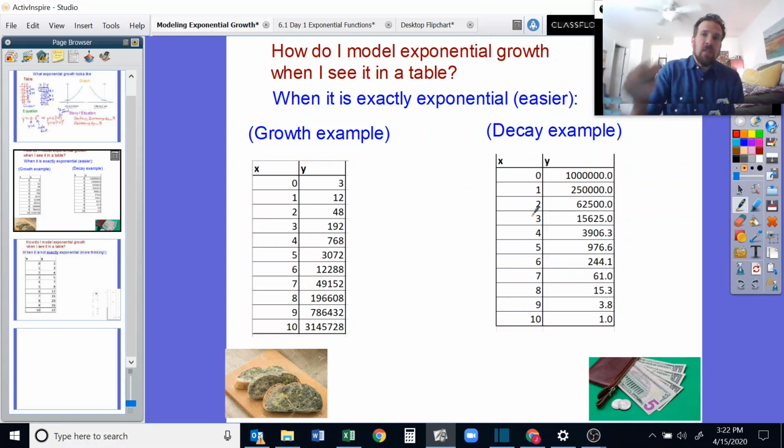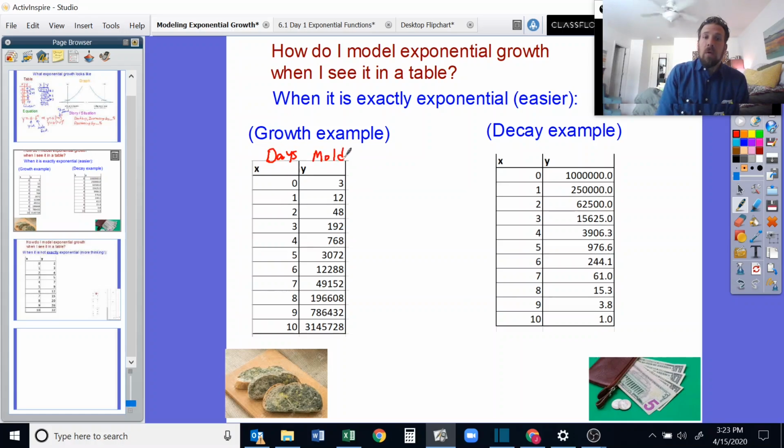So let's look at this data on the left-hand side, this growth example. I created this as a model for something that is growing exponentially. One example of something that grows exponentially is mold on a piece of bread. So if we're talking about days for our x and the amount of mold growing on a bread, this might be an example of the way that mold grows on a piece of bread. It's kind of gross.